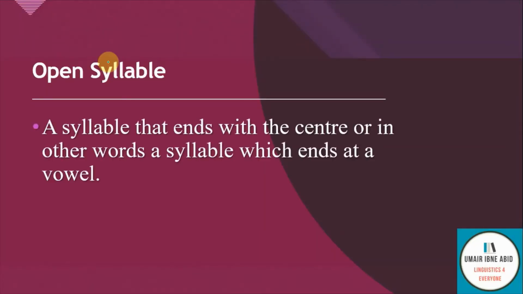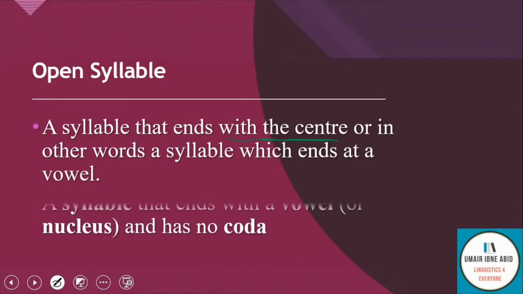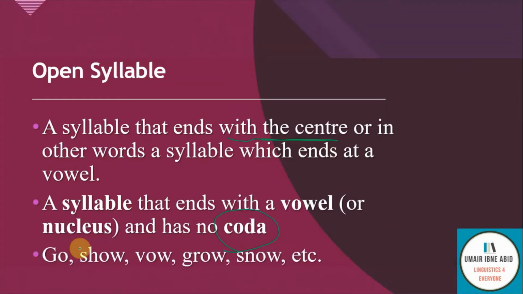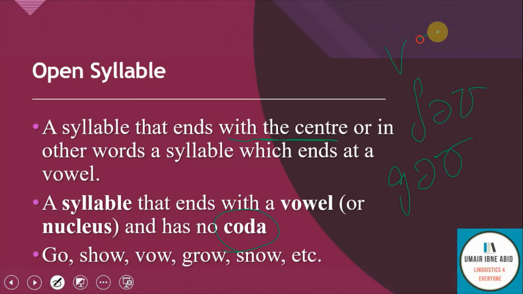Then what is an open syllable? A syllable that ends with a center, meaning a syllable that ends with a vowel, is called an open syllable. This is also the definition. We will look at coda as well. So these are the examples: go, transcribed like this, then show, then wow, then grow, then snow. These are all ending at vowels, or ending at the center. So these are all open syllables.